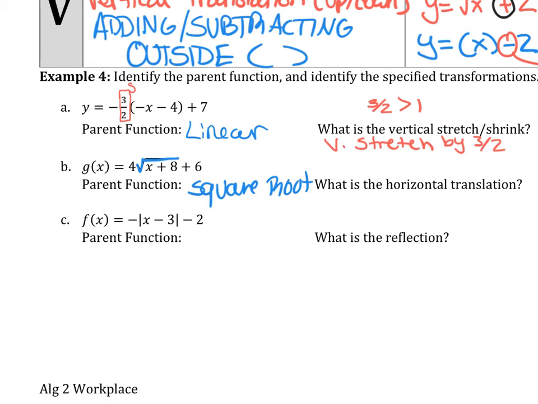So we just set it up in the table, right? Horizontal translation is adding or subtracting on the inside. So go ahead, Angelina. Left 8, yeah, because of that plus 8 that's happening on the inside of the square root. So since we're adding, we move to the left.